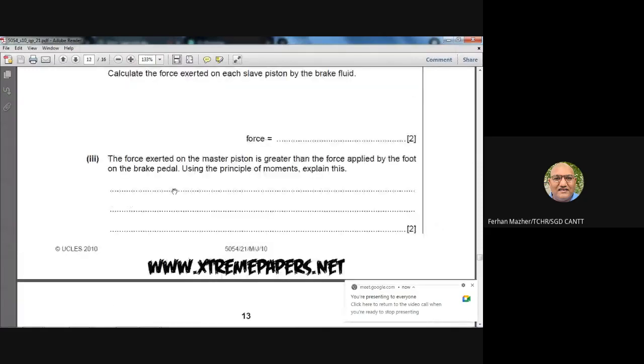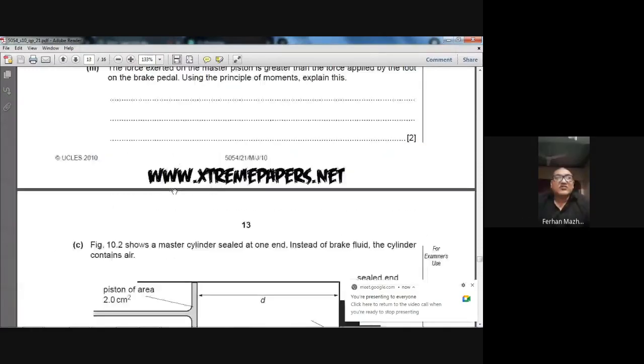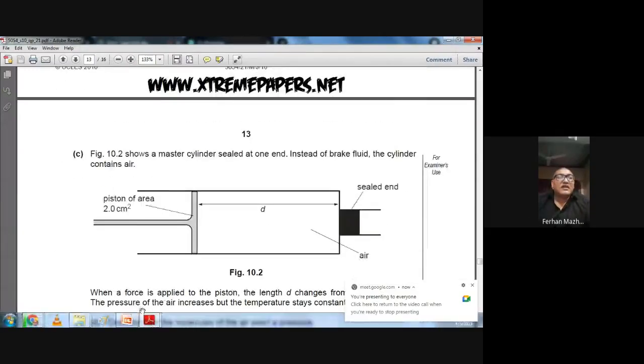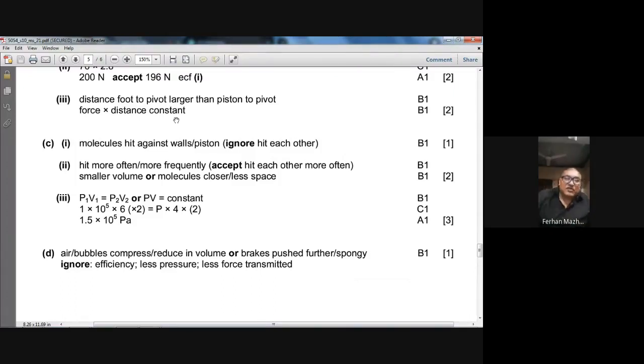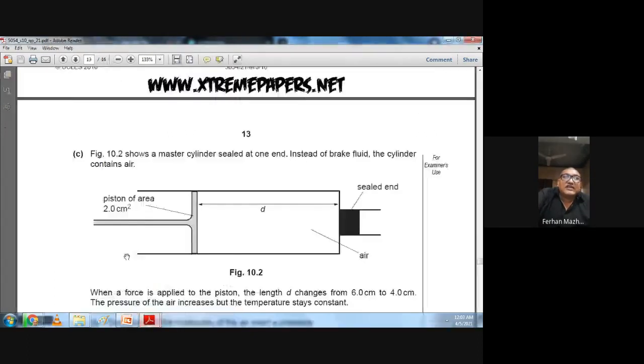So we are done with this 2 mark question. Hopefully I have shown you the marking scheme. The distance from foot to pivot is larger than the piston to pivot. There's 1 mark for this. And force into distance is constant, so they have the same moment on both sides. Because the product of force and distance, the moment arm, has to be the same, if the moment arm is smaller, then the force has to be larger to get the same moment. So let's move to the next part.